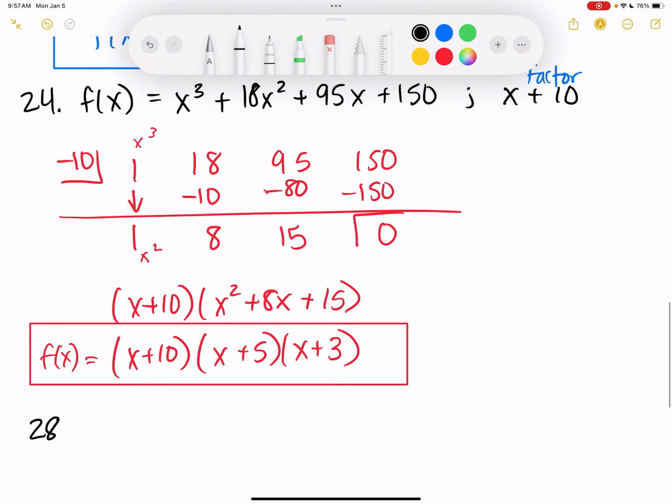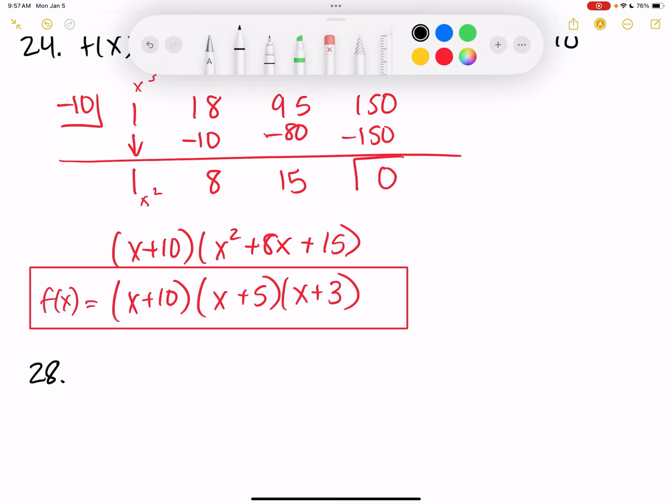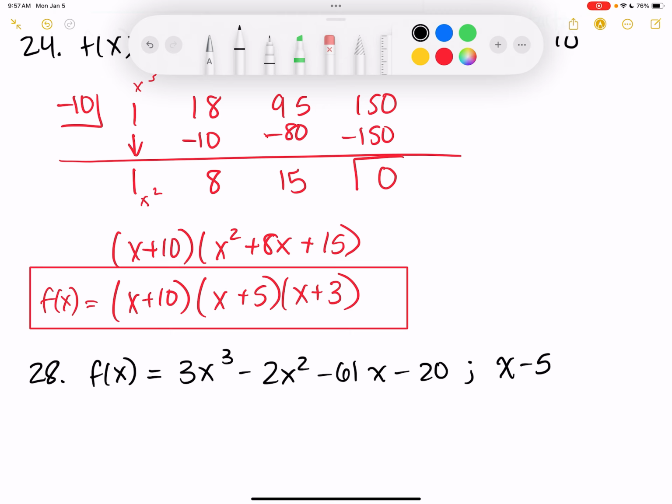Okay, so up to this point, these ones have all had a 1 in front. This one is not going to have a 1 in front. It's going to be a little bit more involved. F of x is equal to 3x cubed minus 2x squared minus 61x minus 20. And the factor they give me is x minus 5.